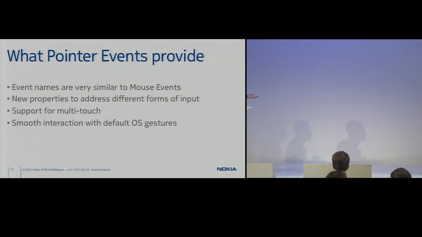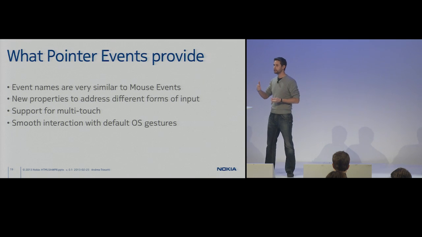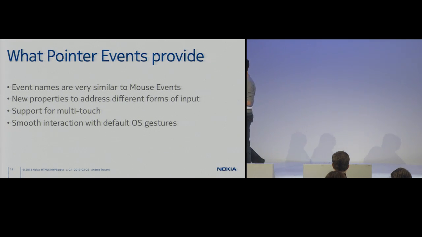You might also, if the device supports it, have information about the pressure that the finger or the pen is making on the device. This is a float number that goes from 0 to 1. By default, it's always 0. Otherwise, it's any number up to 1.